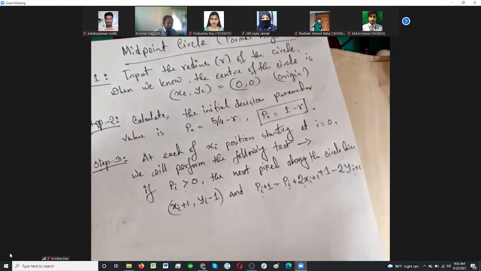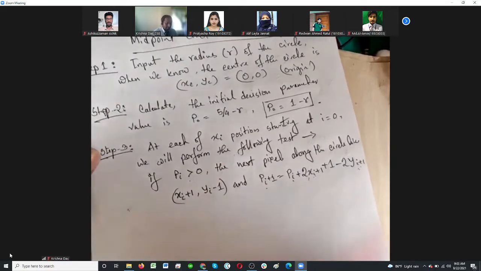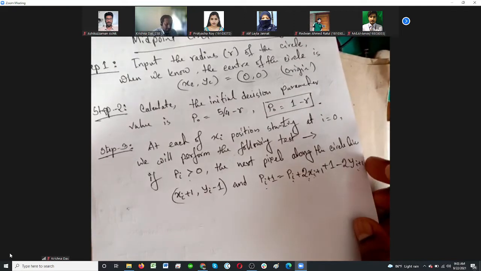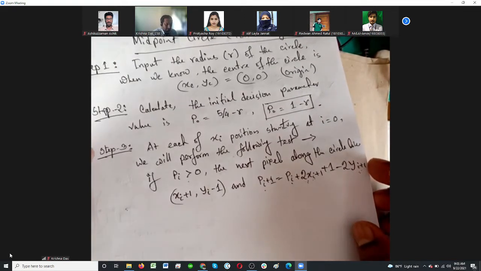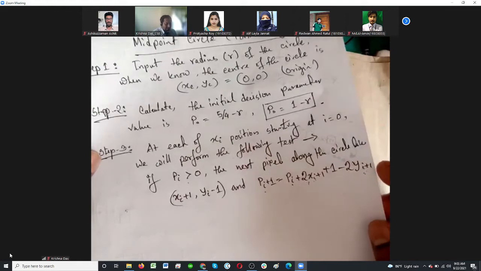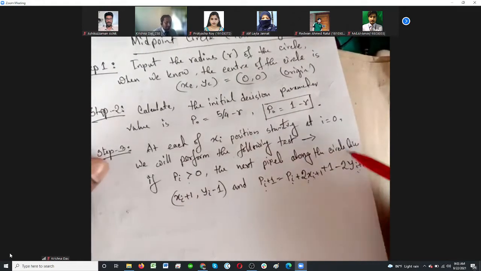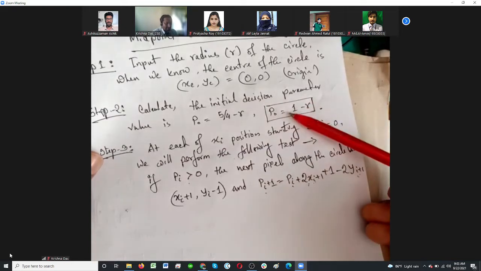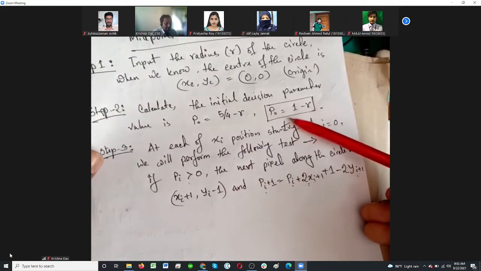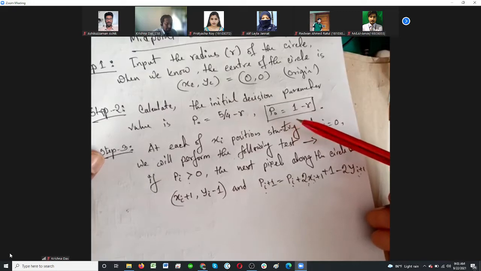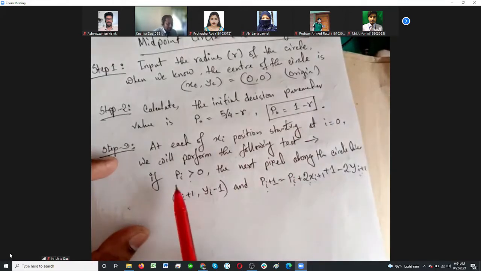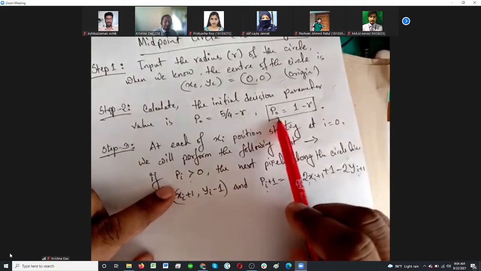Sir, is this from R0 point, sir? R0, sir, the first point, xi, yi. That is R0, yes. Whenever we start with the initial decision parameter, that is going to give you that second point on the basis of its value. Now what is this pi in this case? Pi is actually the initial decision parameter.